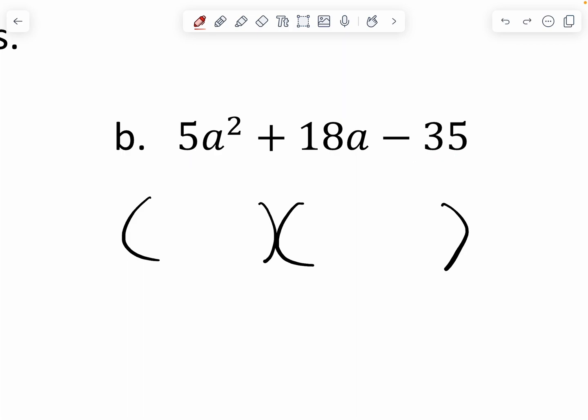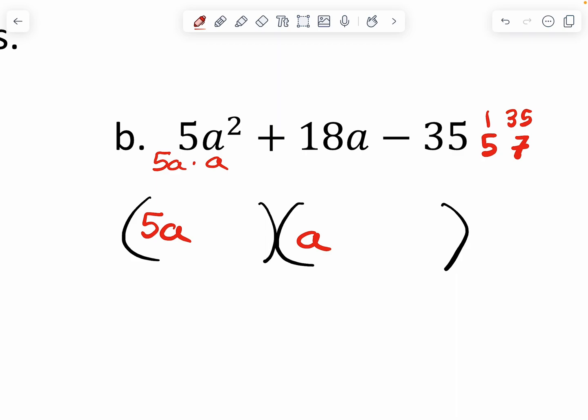Okay, so what times what is 5a squared if they both have an a? I know that's 5a times a. And that's my only option, which is nice. And then I'm thinking, what two numbers multiply to 35? Well, I could do 1 times 35. Or 2 doesn't go into 35, 3 doesn't, 4 doesn't. 5 does, 7 times, 6 doesn't, and then we start getting repeats, 7 and 5 again. So those are my only two factors of 35, which is nice because there's not a bunch of options.